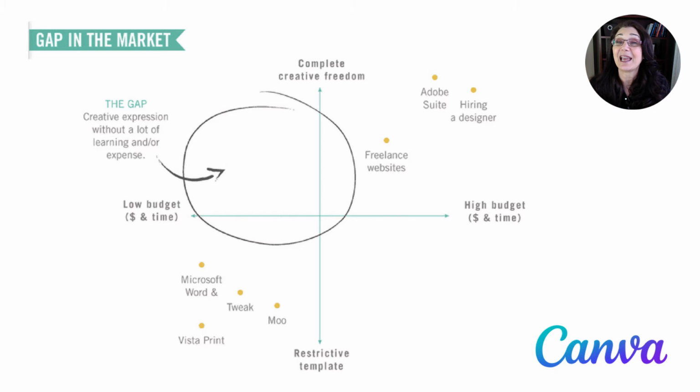This is the one that Canva used to identify their market gap. Remember how they had these 2 axes. They had the creative freedom and restrictive on one axis, and the other axis had the budget. So it's a low budget solution and a high budget solution. So they were using this same matrix diagram to show that there is a gap in the market for programs that provide more creative freedom, that are also low budget. And that's the gap they wanted to fill.